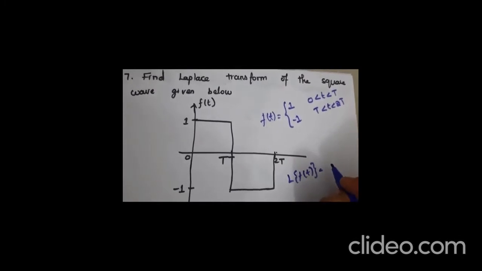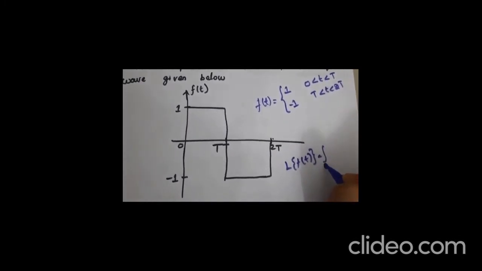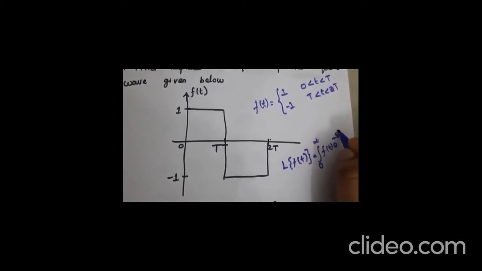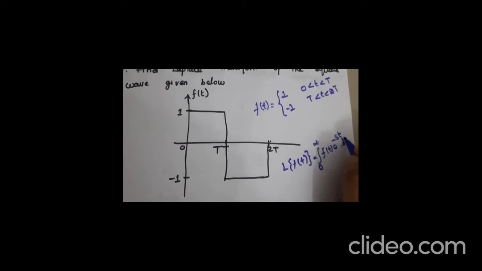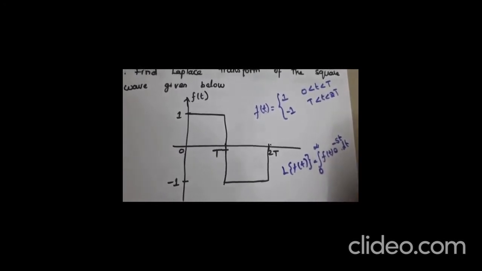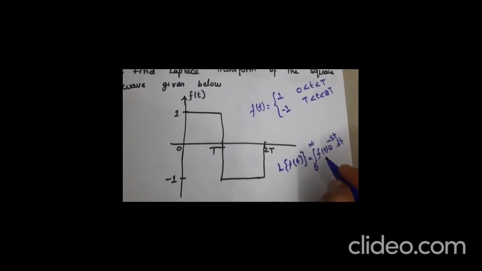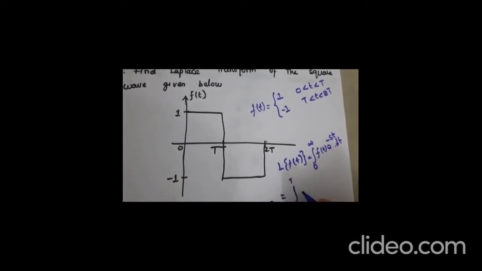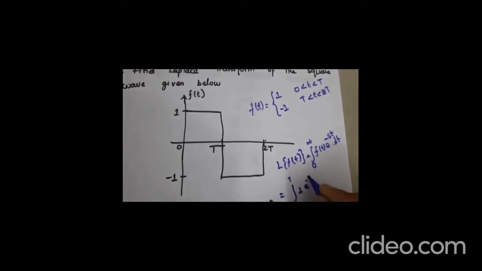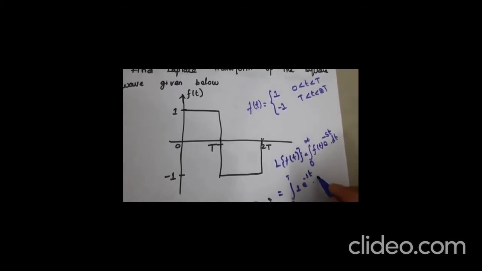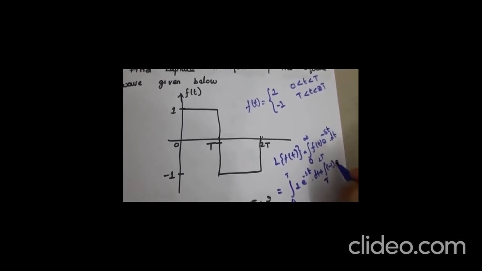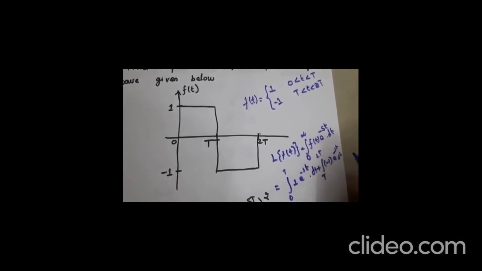The equation for finding the Laplace transform is the integral from 0 to infinity of f of t times e power minus st dt, and this is the Laplace equation. Now we know the value of f of t: from 0 to t the value is 1, so 1 times e power minus st dt, plus from t to 2t the amplitude is minus 1, so f of t is minus 1, times e power minus st dt.